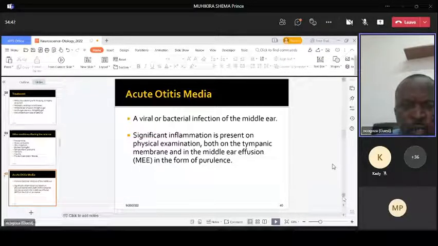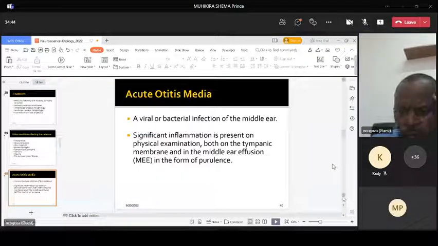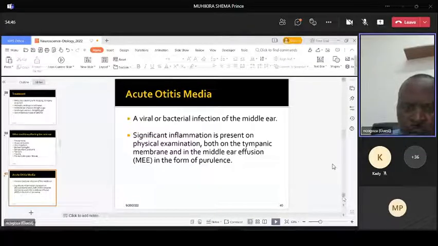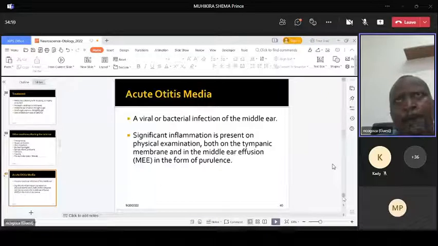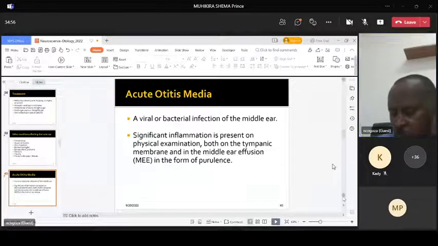So now let's go to the middle ear. The middle ear is very, very important. The middle ear can be affected in 3 ways. One way is effusion.